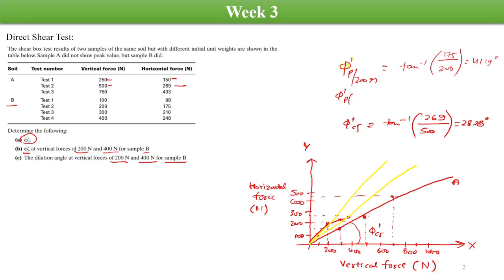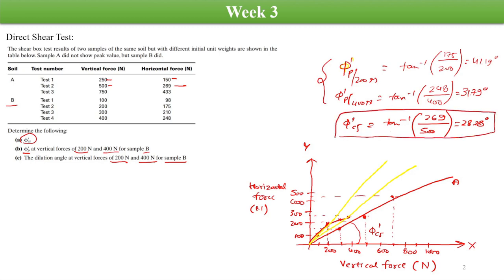Similarly, we can do it for phi dash peak at 400 Newton. That will be tan inverse. The value at 400 is 248, the horizontal force. So 248 upon 400. Okay, so it will be tan inverse 248 upon 400. And it will give you a value of 31.79 degrees. All right. So these values are mostly correct, but if you'd like to obtain the exact value, then you have to plot the graph in Excel, then best fit the line between these points.